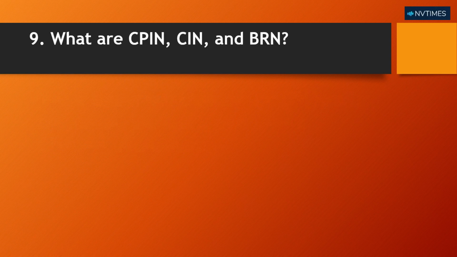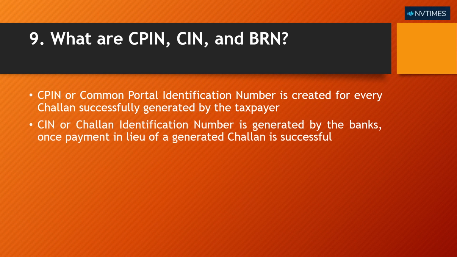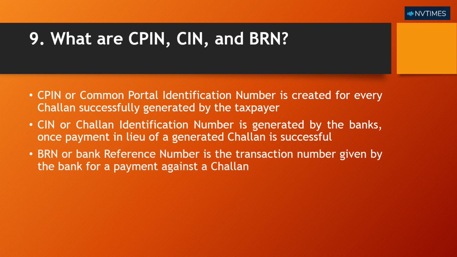What are CPIN, CIN and BRN? CPIN, or Common Portal Identification Number, is created for every challan successfully generated by the taxpayer. CIN, or Challan Identification Number, is generated by the banks once payment in lieu of a generated challan is successful. BRN, or Bank Reference Number, is the transaction number given by the bank for a payment against a challan.